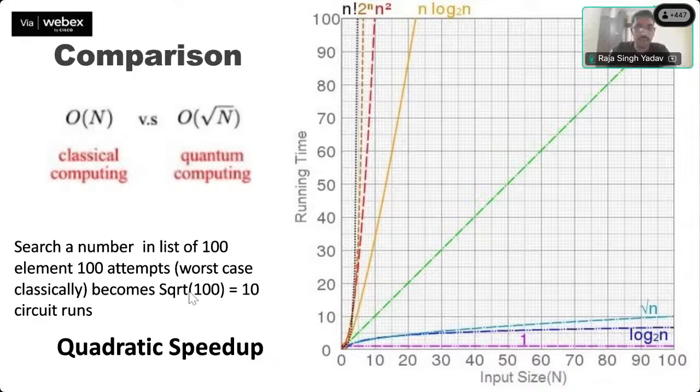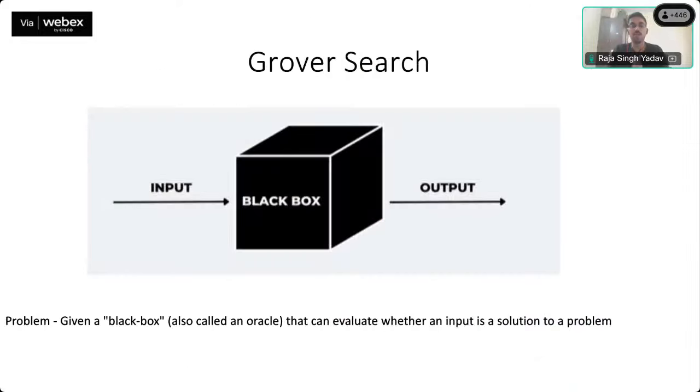Here I have given a small example: to search for a number in a list of 100 elements, you have to go for 100 steps in the worst case classically. But in quantum we just have to do the square root of 100. That means within 10 iterations, 10 circuits, or 10 runs I should say, you're able to find the number. That is exactly the quadratic speedup we have got in quantum just to find the same number.